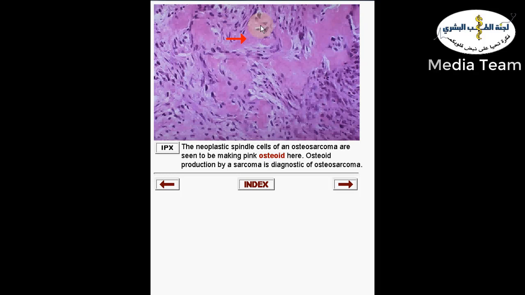Of course, some of you may say they do not look that atypical to me, but actually osteosarcoma can be very well differentiated. In fact, in terms of differentiation, it varies. It can be very well differentiated and can be poorly differentiated. But even the well-differentiated osteosarcoma has a very poor prognosis. So that does not mean that because it is well differentiated, this patient is going to have a better prognosis.